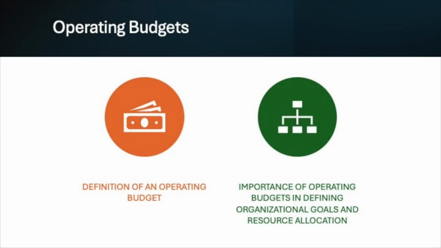An operating budget is a financial plan that defines the goals of an organization and the expected total revenue, expenses, and net income to be earned. Operating budgets are crucial for determining the resources managers will be given to complete their work and contribute to organizational goals.